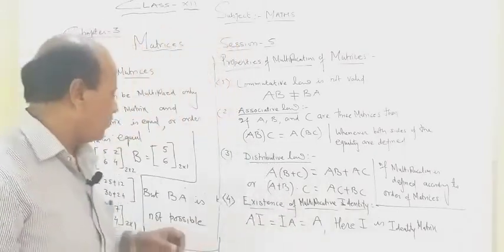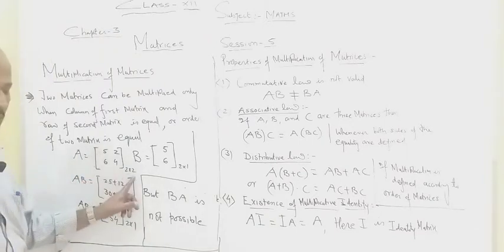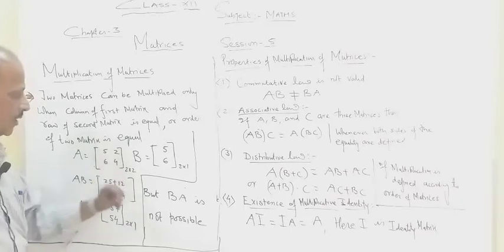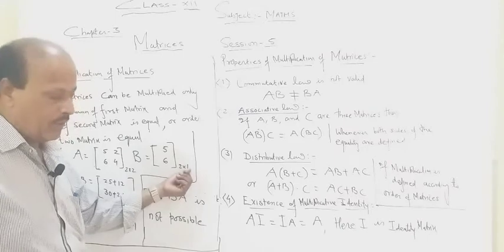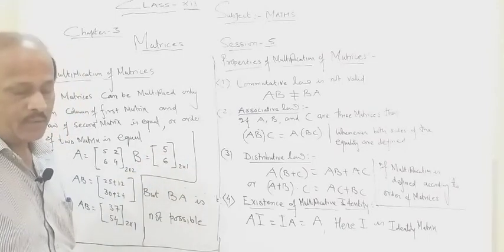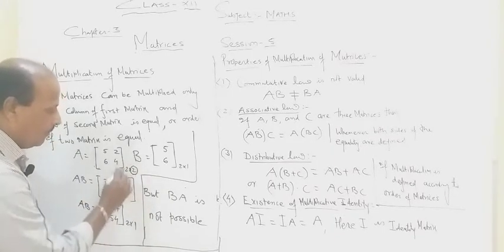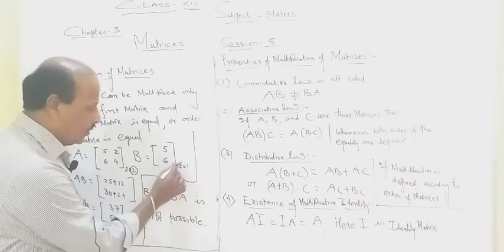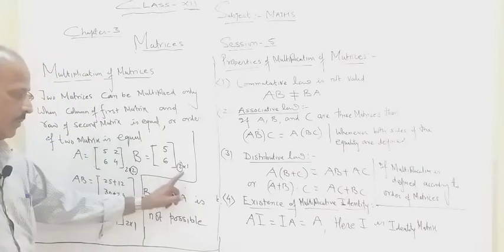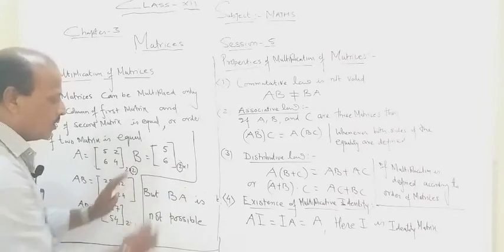Now, one example I took. Suppose A is a matrix of order 2 cross 2. These are the elements: 5, 2, 6, 4. B is another matrix of order 2 cross 1, and 5, 6 are the members. Now, if anybody asks me to multiply, I will have to see the number of columns. The number of columns here is 2, the number of rows is 2. Then we can multiply, and the resultant matrix will have order 2 cross 1.